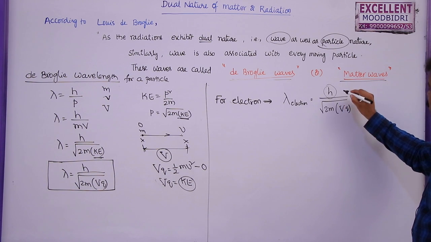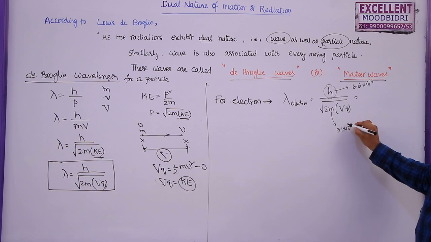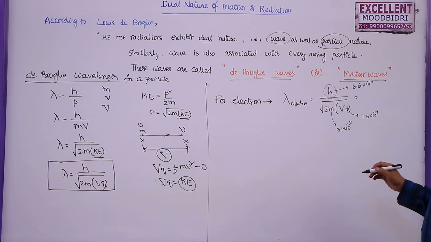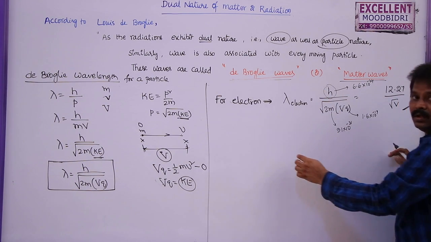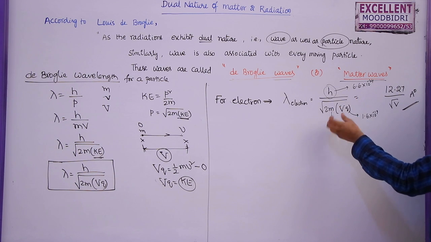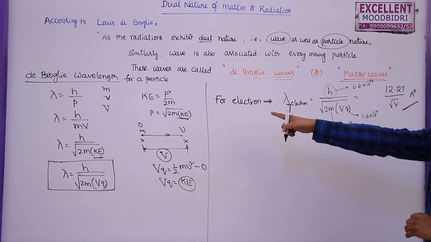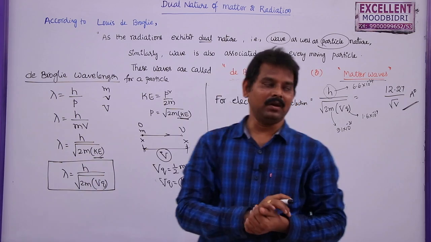Here h is a constant equal to 6.6 into 10 power minus 34. m is the mass of the electron, equal to 9.1 into 10 power minus 31. Q is the charge of the electron, equal to 1.6 into 10 power minus 19. If you substitute all these values, you will get 12.27 by root V angstroms. So whenever a problem is based on an electron and the potential is given, you can directly write 12.27 by root V angstroms. Suppose the potential applied is 50 volts. What is the de Broglie wavelength of the electron? 12.27 by root 50. Root 50 is nearly root 49, which is 7. So 12.27 by 7 gives the de Broglie wavelength of the electron.